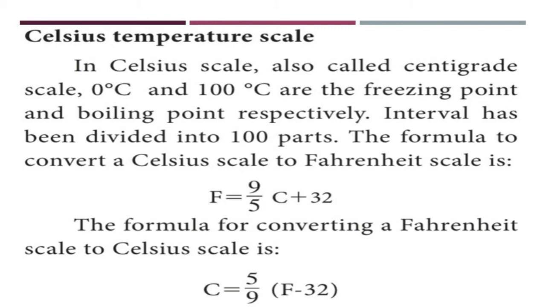The formula to convert a Celsius scale to Fahrenheit scale is F = 9/5 × C + 32. The formula for converting a Fahrenheit scale to Celsius scale is C = 5/9 × (F − 32).